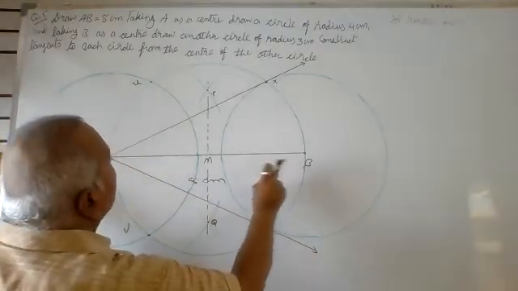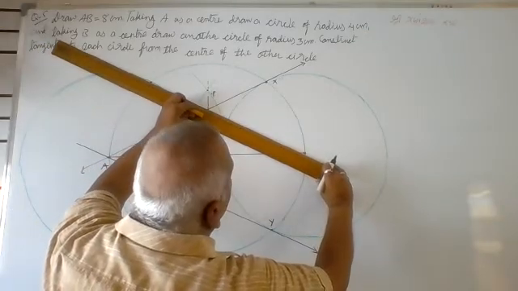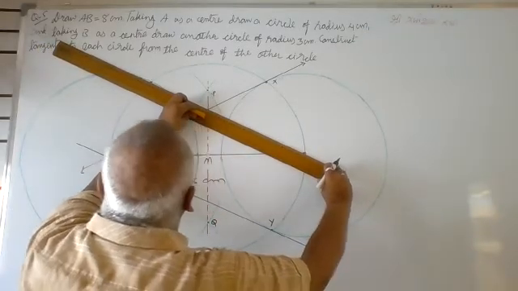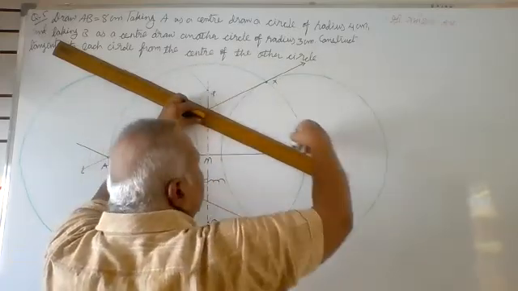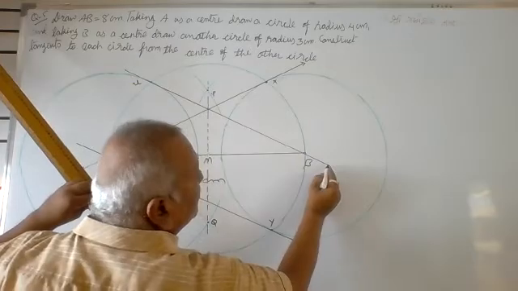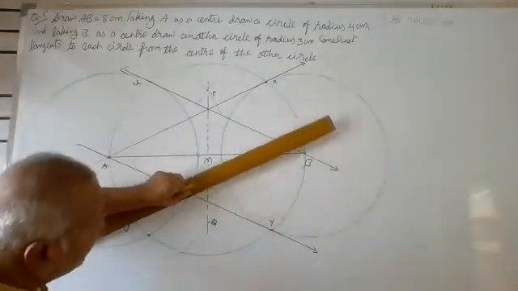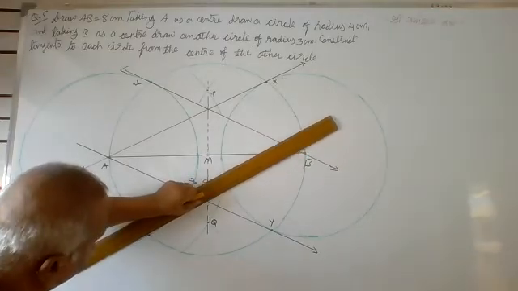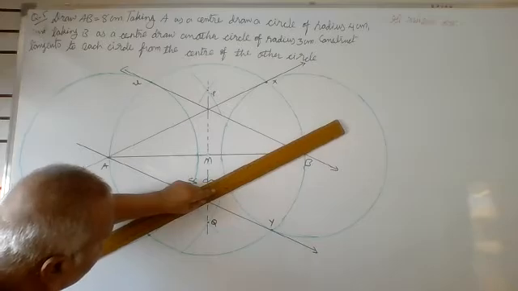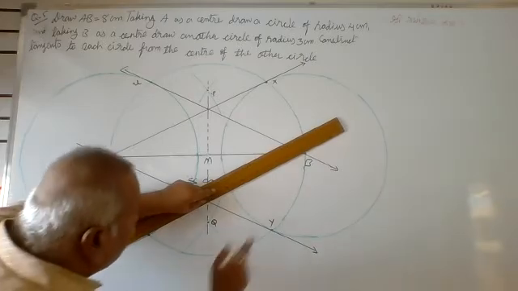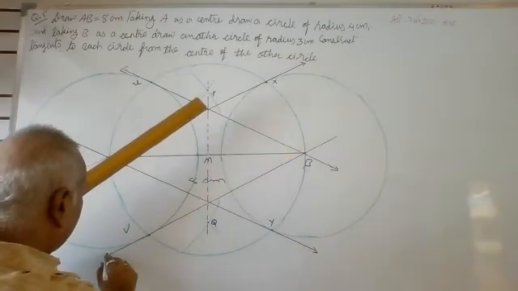The same way, from B to U we have to join. B and U we have to join. Here I am joining B and U. We can see that this BU is a tangent. Another tangent is B and V. We have to join. So here we can see B and V. From B and V we have to construct the tangent, and it will be like this.